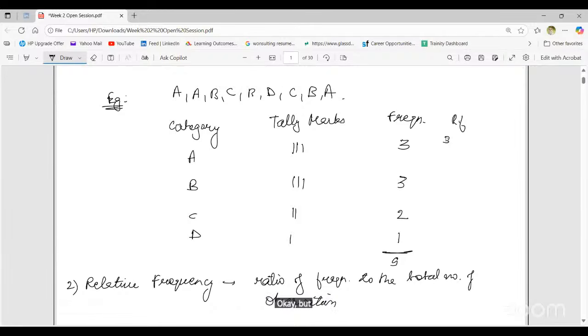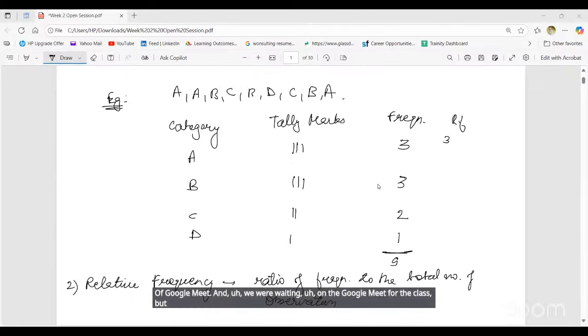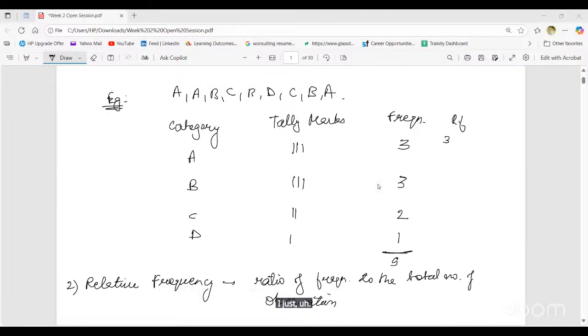Okay, but there is no Google Meet, ma'am. It's Zoom only. Ma'am, in the calendar there was another link of Google Meet. We were waiting on the Google Meet for the class, but the class didn't start. So I just rechecked the calendar, and then came here.